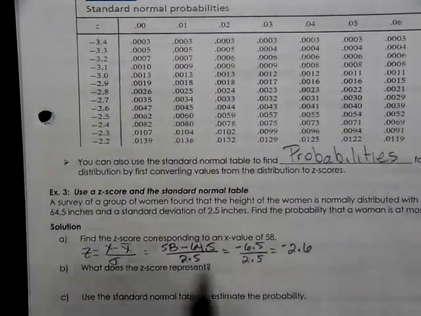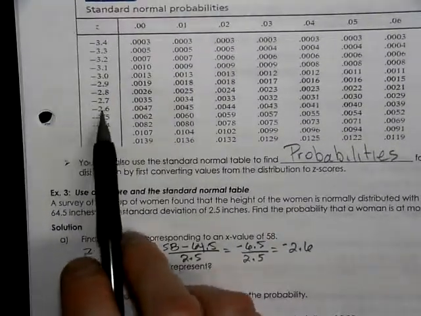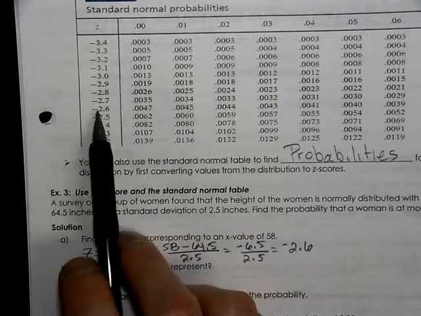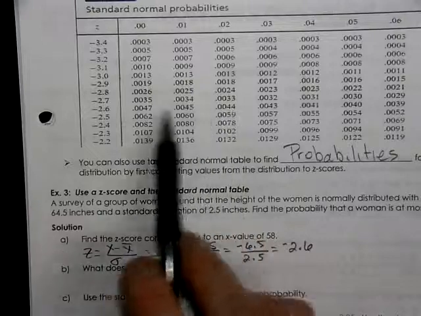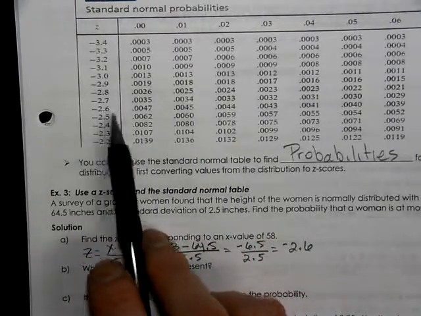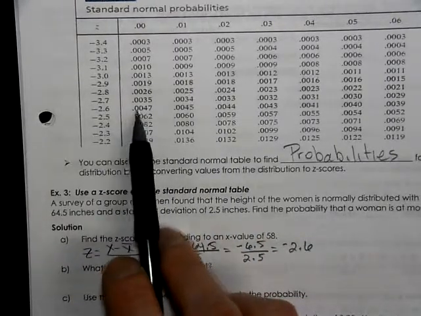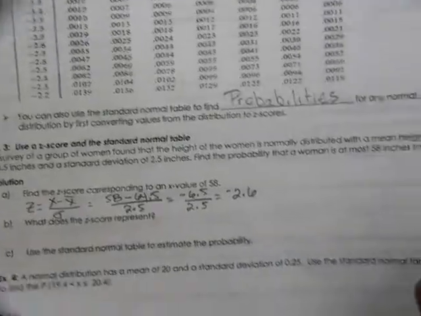2.60, so we can come up to our table and we see negative 2.6. This would be 2.60, 2.61, 2.62. So we're looking for negative 2.60. So that's the 0.0047.